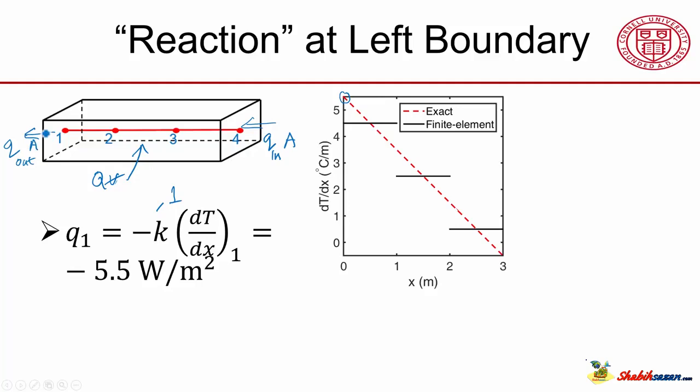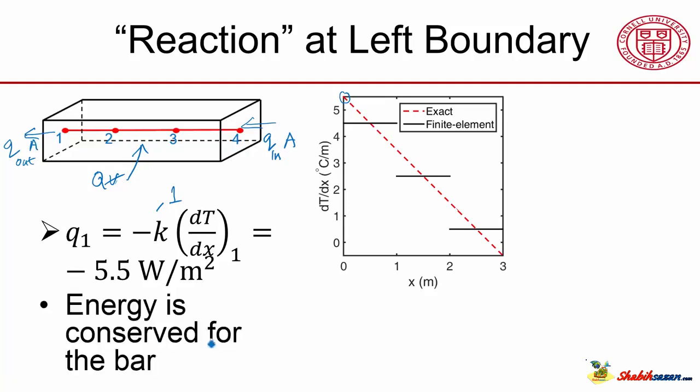The implication is that energy is conserved for the bar. So the energy is conserved in aggregate, and this is when I'm looking at the energy coming out calculated using the discrete equation. That's the equation from the weak form. So energy is conserved in aggregate, but that doesn't mean that it's conserved for each finite element or it's conserved for each infinitesimal element.